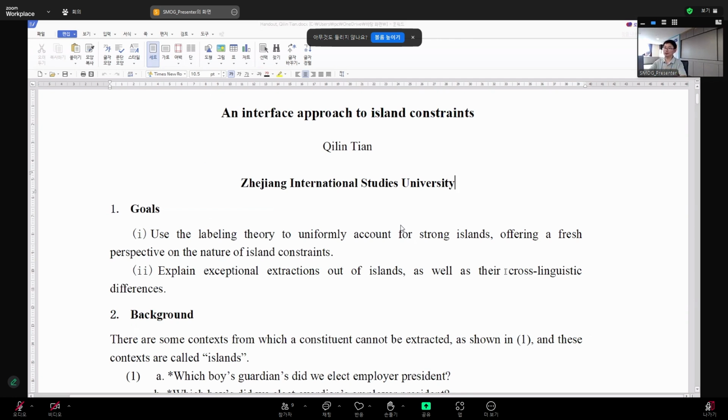Okay. The topic of my presentation is an interface approach to island constraints. I want to show that we can use labeling theory to account for all strong islands and offer a fresh perspective on the nature of island constraints. I also want to show that my assumptions can explain exceptional extraction out of islands as well as their cross-linguistic differences. First, let's have a brief look at the background information.